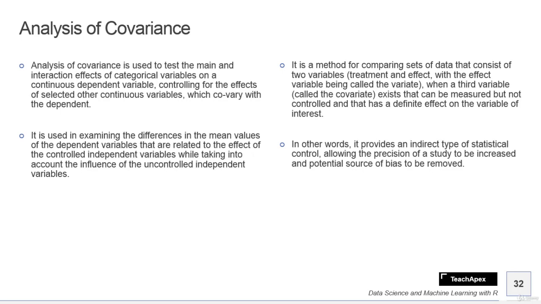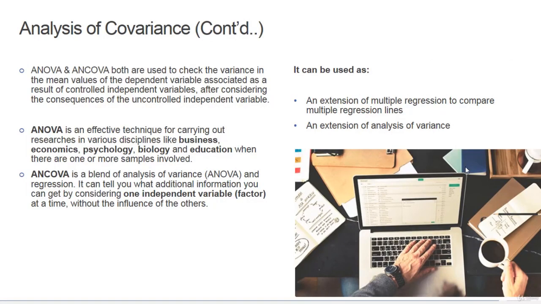Further moving on, we have both ANOVA and ANCOVA, analysis of variance and covariance. Both are used to check the variance and the mean values of the dependent variable associated with the controlled independent variables, after considering the consequences of the uncontrolled independent variables. ANOVA is an effective technique for carrying out research in various disciplines like business, economics, physiology, biology, and education when one or more samples are involved.